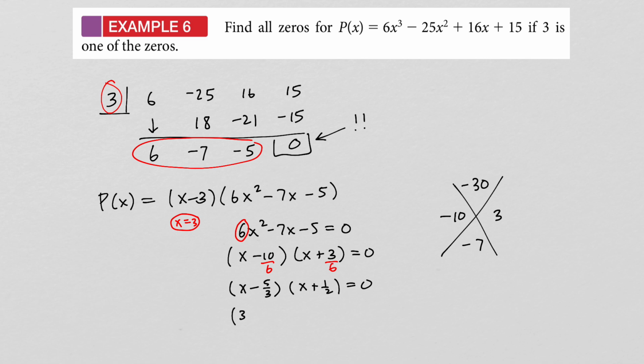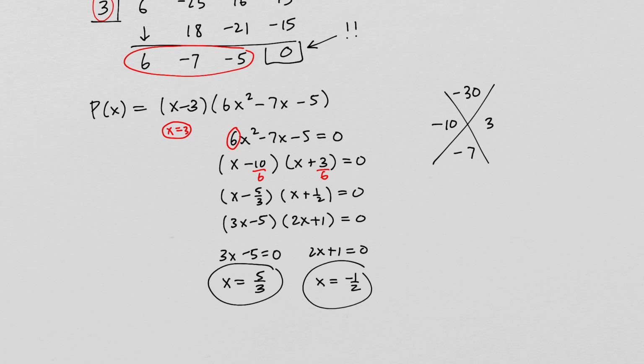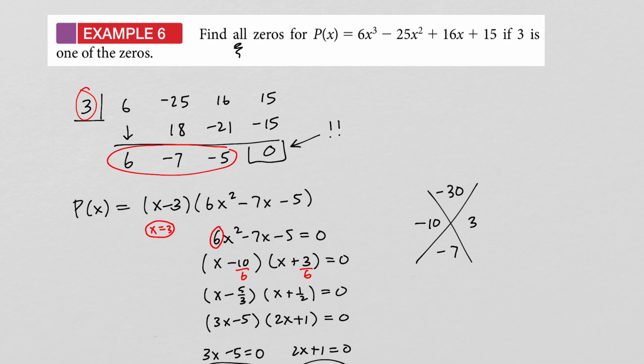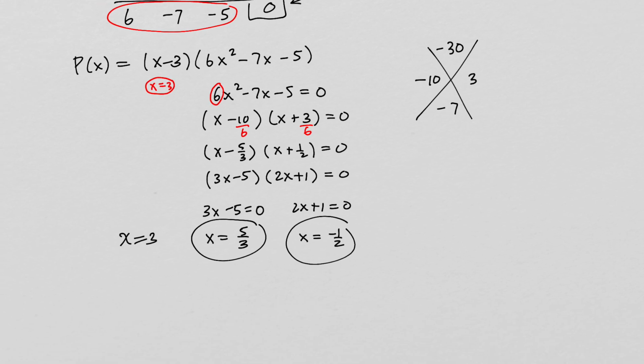And if we put this in the correct format, the factorization here is this: 3x minus 5 multiplied by 2x plus 1. So now if I set each one of those factors equal to 0, here I'm going to get x equals 5/3, and here we will get x equals negative 1/2. So these are the other two zeros, okay? So it says find all zeros of p of x if you know 3 is one of the zeros. So all of the zeros of p of x would be these 3 numbers here.